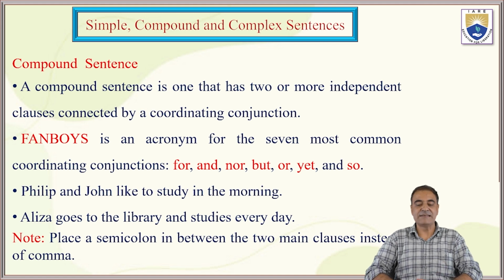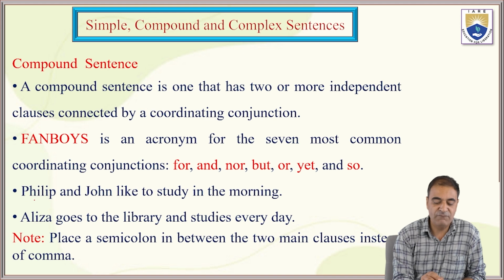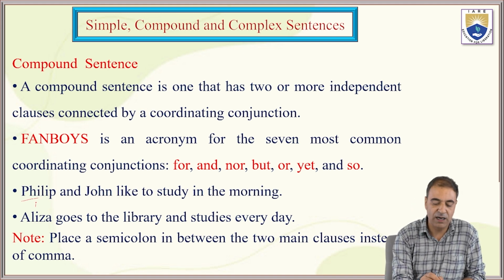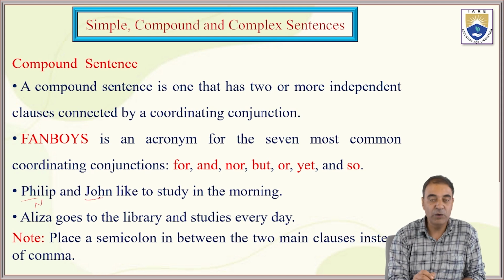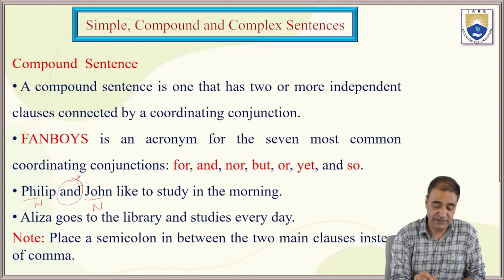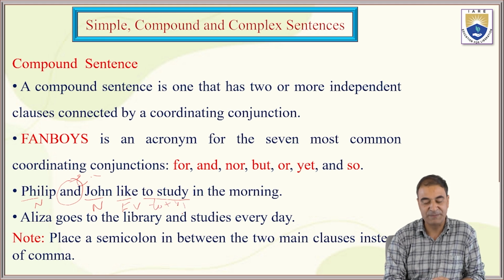Now here we have examples of compound sentences. Look at the first sentence. We have Philip and John like to study in the morning. Philip, this is a noun. Then we have John, another noun. And then we have and, this is a coordinating conjunction. Then we have like, which is a finite verb. And then we have to study. This is an infinitive, to plus verb in first form, that means base form. And then we have in, this is a preposition, the, this is an article, and the morning.